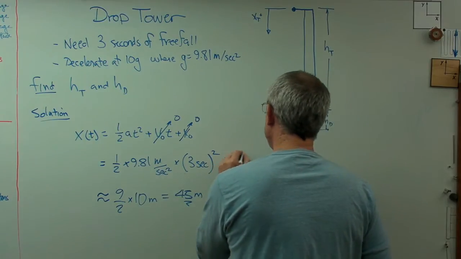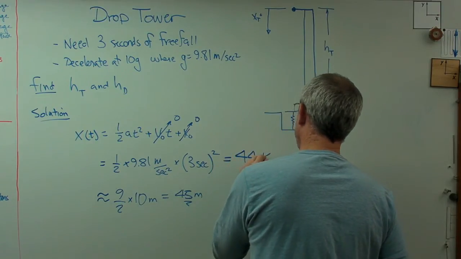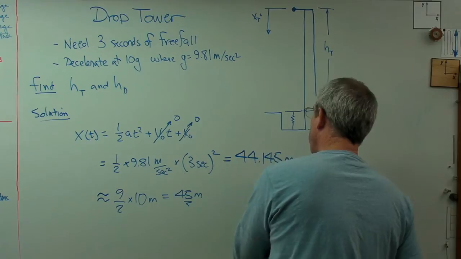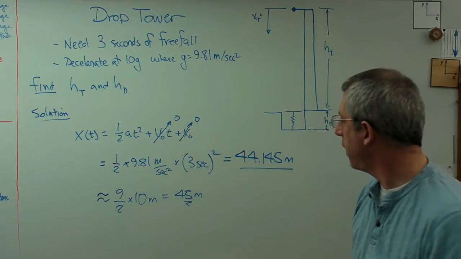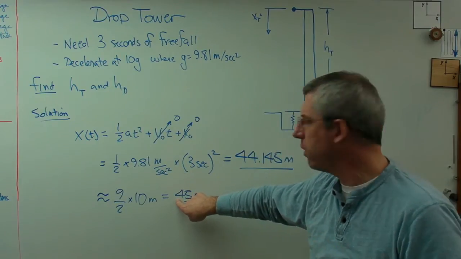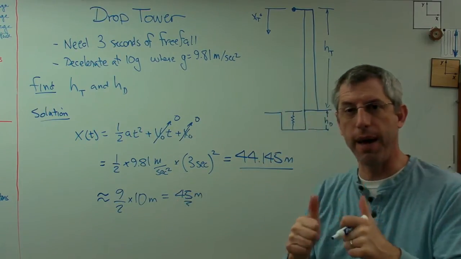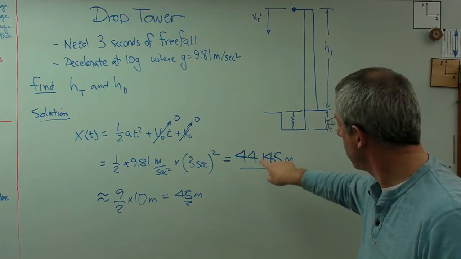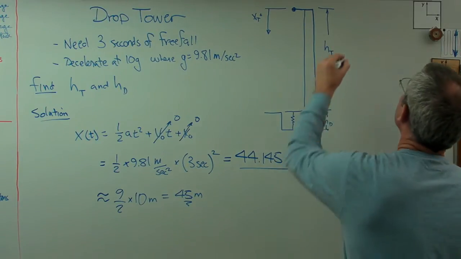Well, I know, because I figured this out beforehand, that the right answer is 44.145 meters. When that number comes up on the calculator screen, I'm expecting something in the neighborhood of that. That's in the neighborhood of that. That's good. So when that number comes up, I have confidence that I've got the right answer.